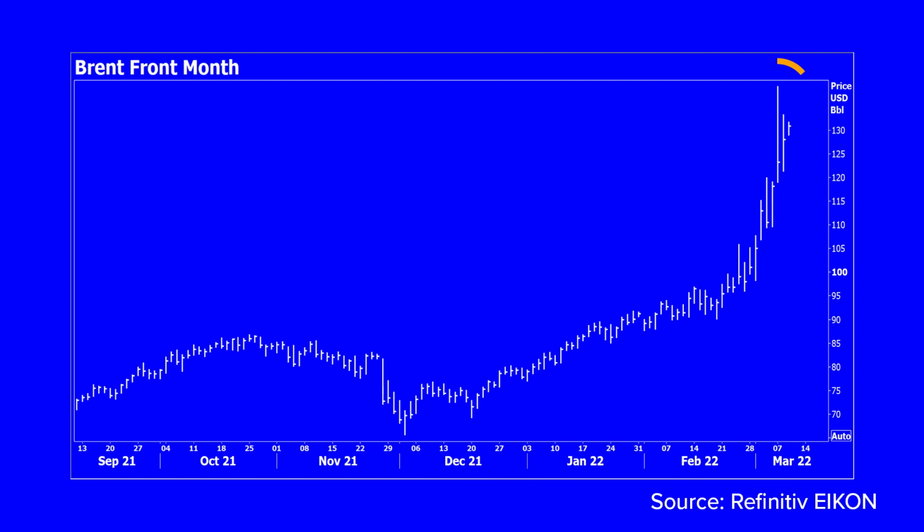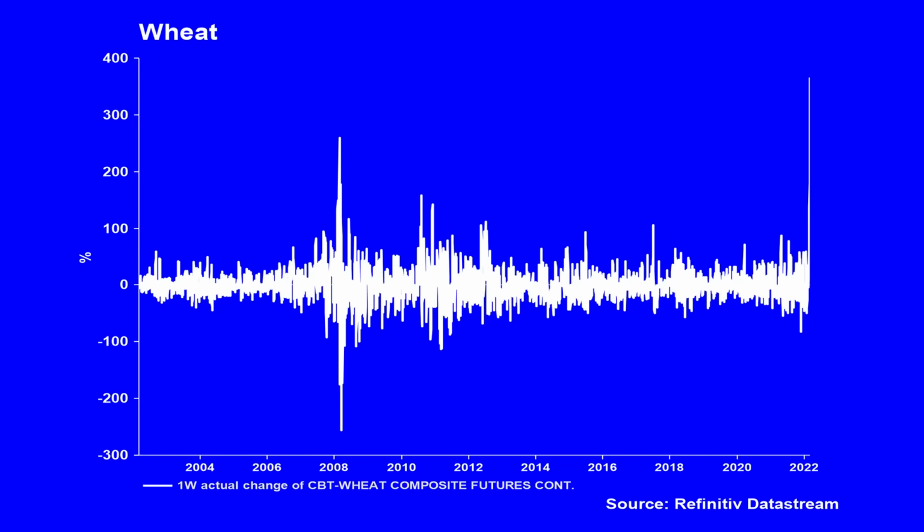Brent crude oil briefly reached $139 per barrel, its highest level since 2008 on an intraday basis, when markets opened on Monday. Although on an inflation-adjusted basis crude oil is still well below those 2008 levels, it's the speed of the moves that are startling.